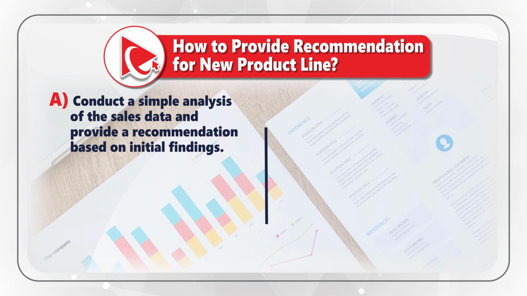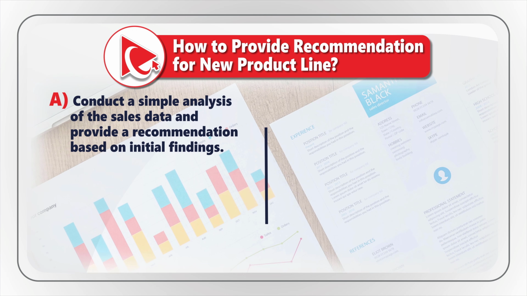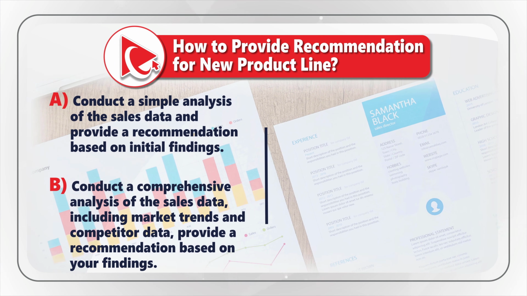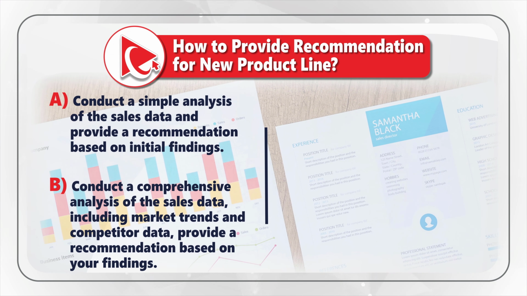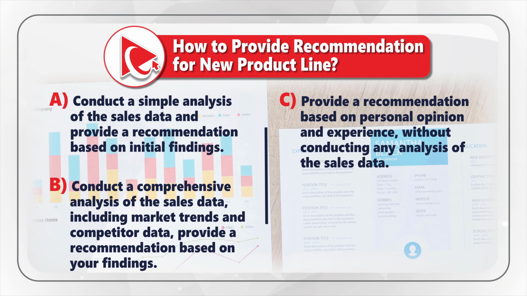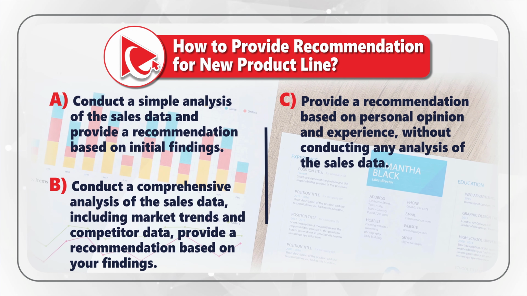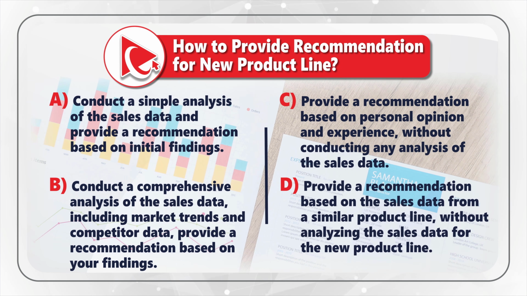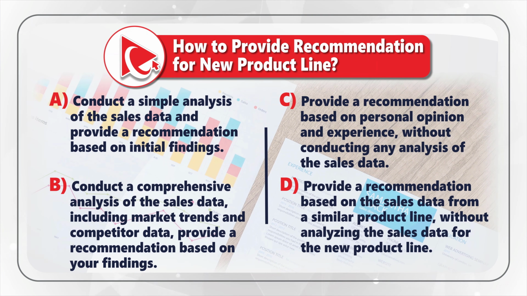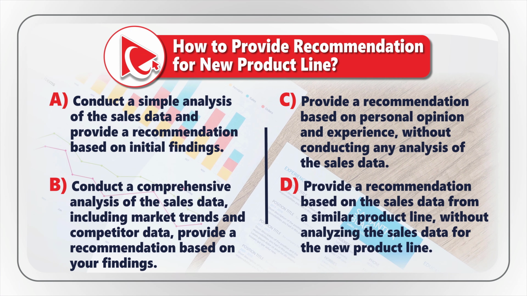Choice A, conduct a simple analysis of the sales data and provide recommendation based on initial findings. Choice B, conduct a comprehensive analysis of the sales data, including market trends and competitor data. Provide a recommendation based on your findings. Choice C. Provide a recommendation based on personal opinion and expertise without conducting any analysis of the sales data. And last but not least, choice D. Provide a recommendation based on the sales data from a similar product line without analyzing the sales data for the new product line. Take a close look to see if you can select the correct answer.